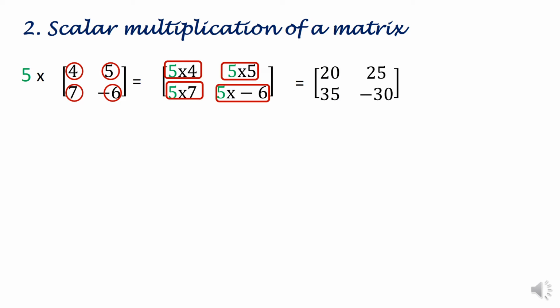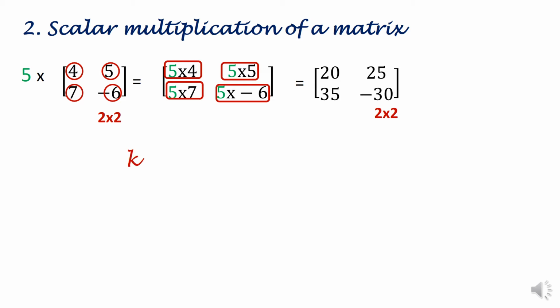So, if the question matrix has a particular order, in this case the order 2 by 2, after multiplying with 5, the answer matrix also has the same order, that is 2 by 2. So, during scalar multiplication of a matrix, we get a matrix which has the same order as the question matrix given there.